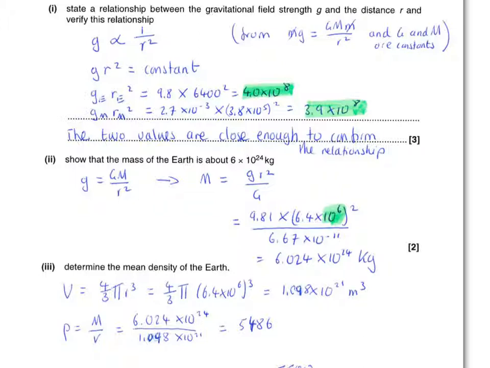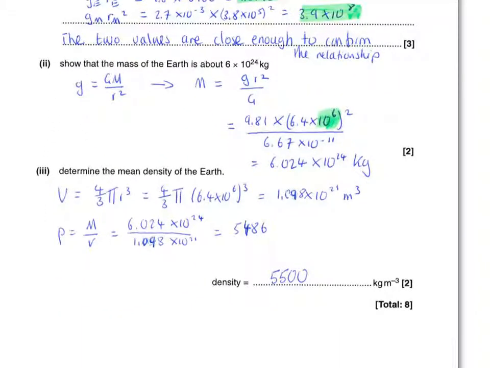Determine the mean density, therefore, of the Earth. Nice easy bit of synoptic work in. Density is mass over volume, so V is 4/3 pi r cubed. Work out the volume, and rho is m upon V, and we get a density of 5,500 kilograms per cubic metre.